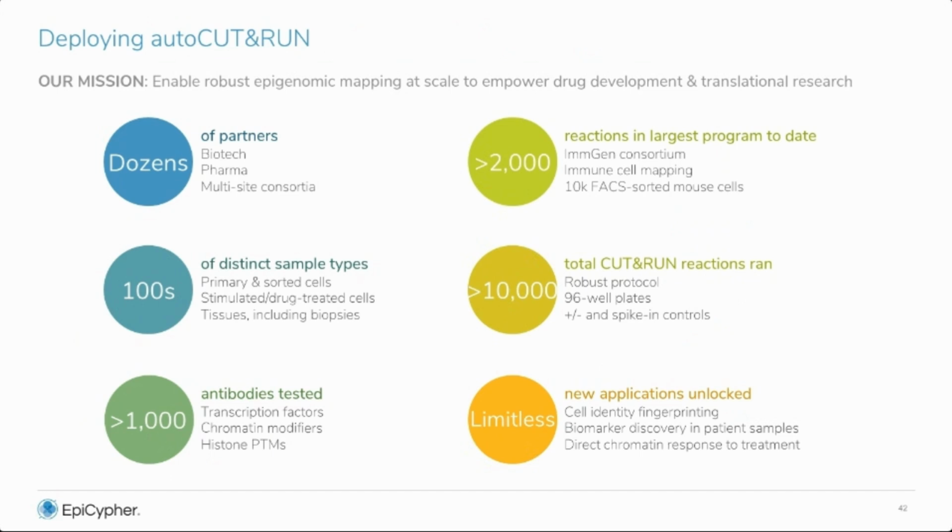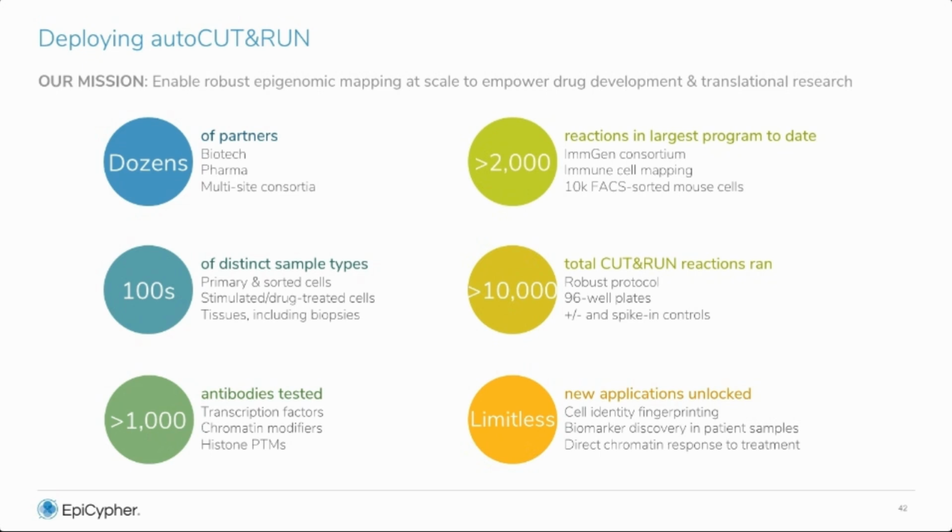As we set out to deploy auto cut-and-run for some of these advanced applications, we're really well positioned to do this based on our overall experience with cut-and-run, where we've worked with dozens of partners, both academic, biotech, and pharma collaborators, to use cut-and-run to help answer their research questions. We've demonstrated using literally hundreds of distinct sample types that cut-and-run can be used for primary, sorted, drug-treated cells, as well as tissue.